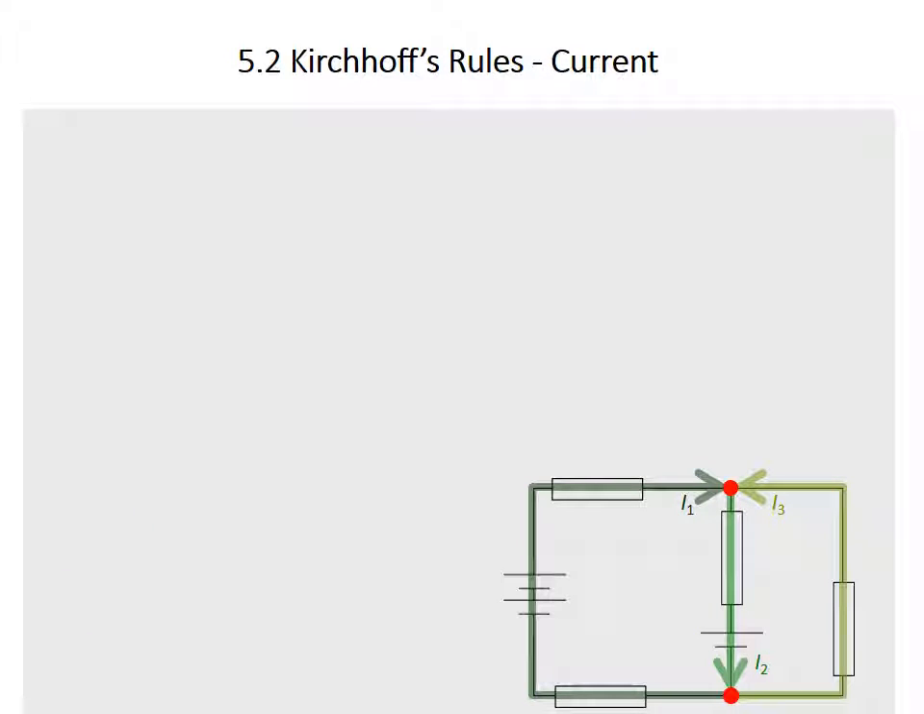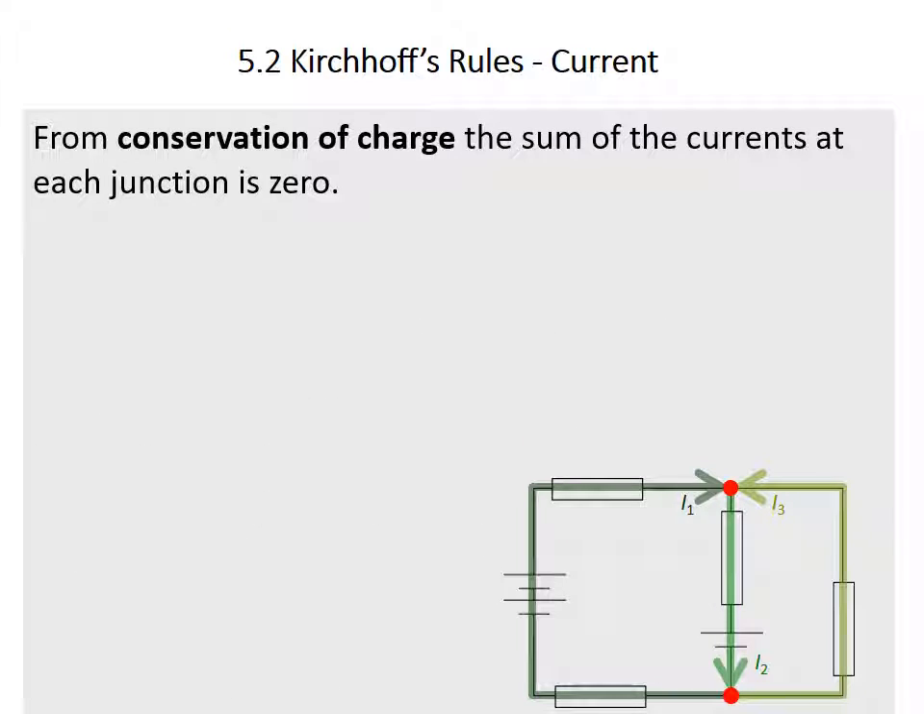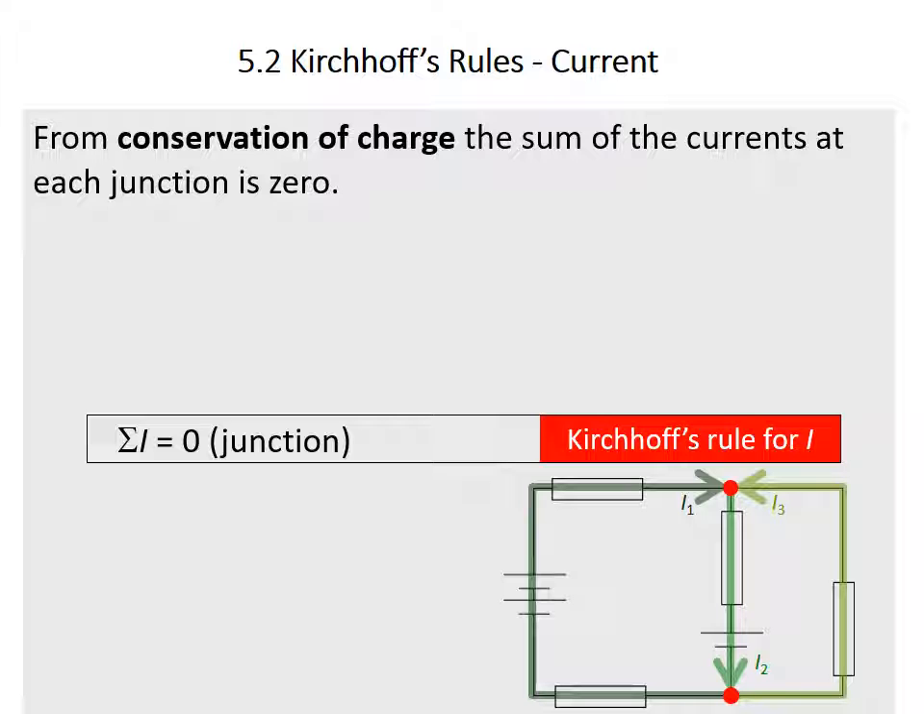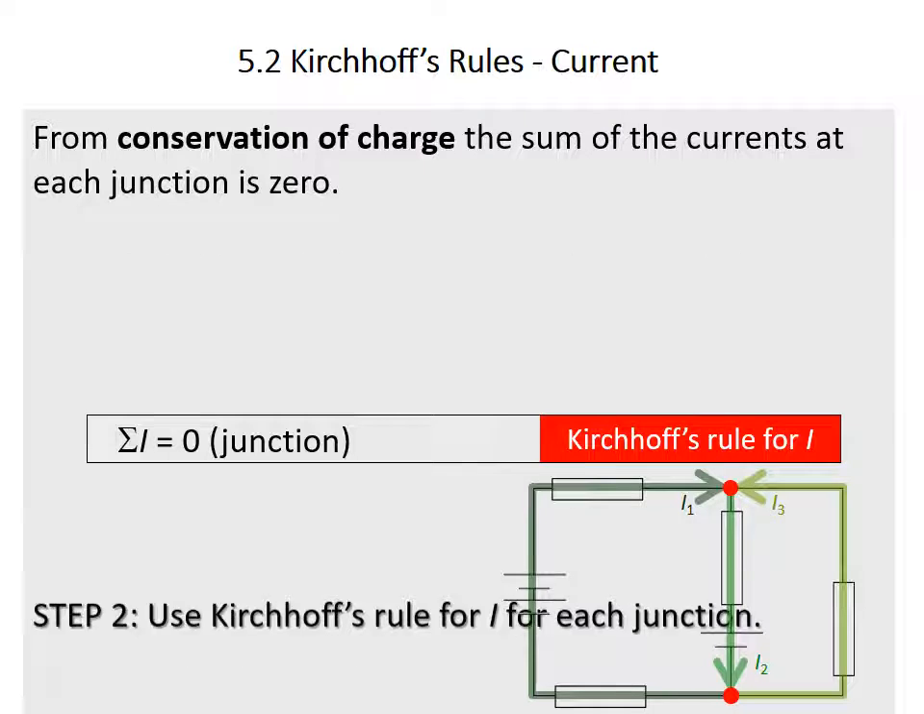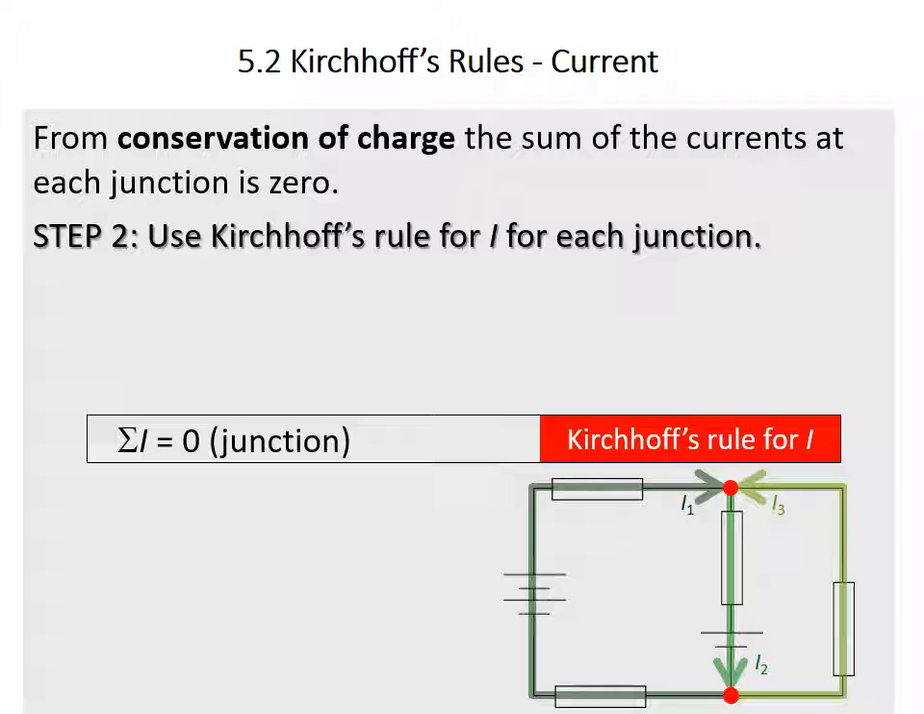Okay, so from conservation of charge, the sum of the currents at each junction must be 0. This is Kirchhoff's rule for current. So we will add up the currents and set them equal to 0 and apply the signs accordingly. For the top junction, we have I1 minus I2 plus I3. For the bottom junction, I2 minus I1 minus I3, and we set both of those equations equal to 0.